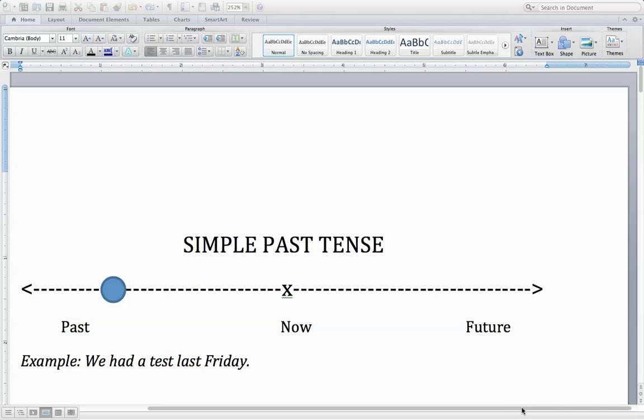And I think it helps some people to think about that if you have a language that doesn't have verb tenses.